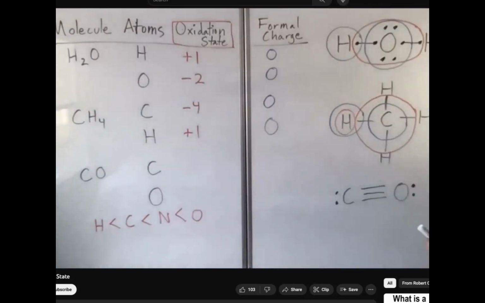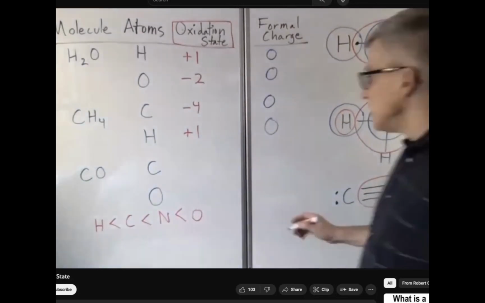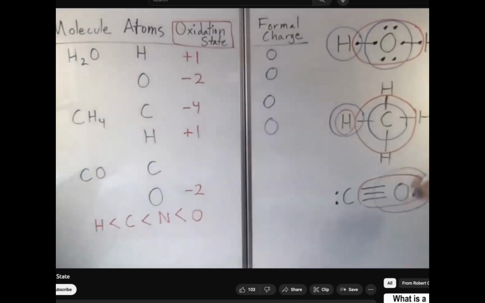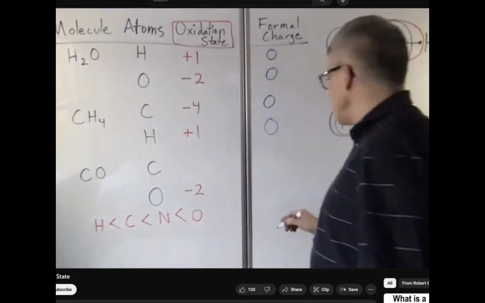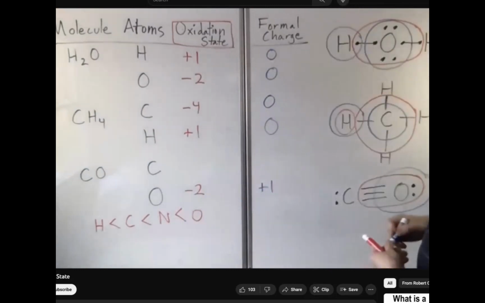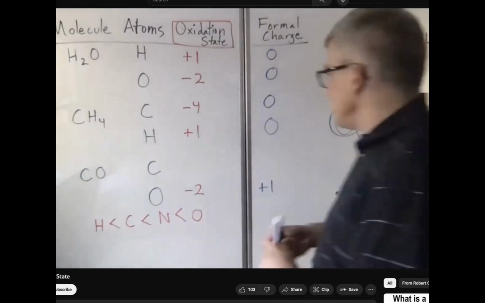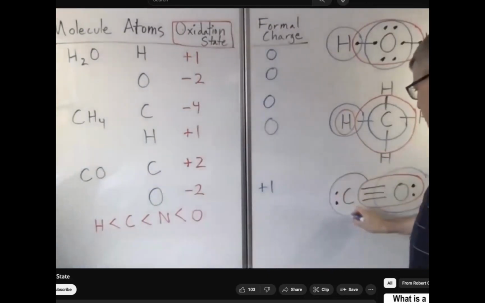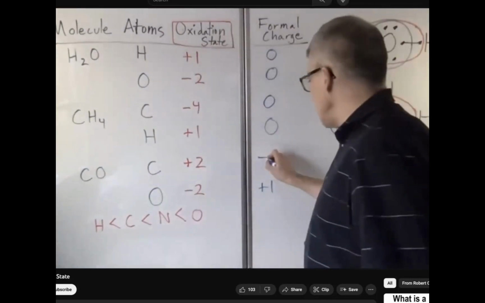Finally, carbon monoxide. Oxygen is more electronegative. So if you count like this, the oxygen has 8, and its oxidation state is negative 2. But if you cut the bonds in half, the oxygen has 5. It's supposed to have 6. So the oxygen is actually at plus 1. Likewise, the carbon is at positive 2 oxidation state. And the carbon has 5 when it's supposed to have 4, so the carbon's actually at negative 1.